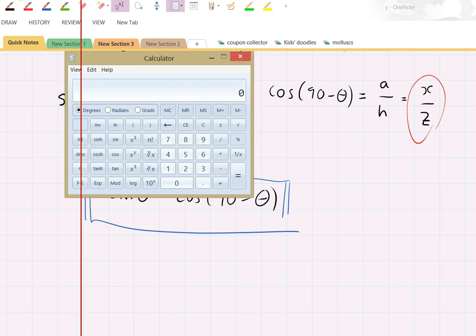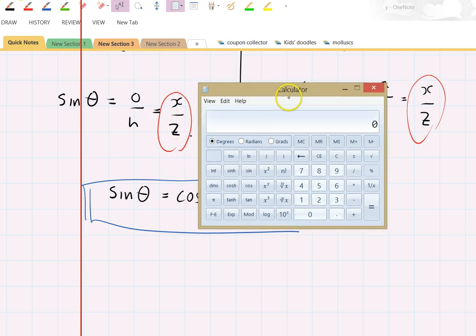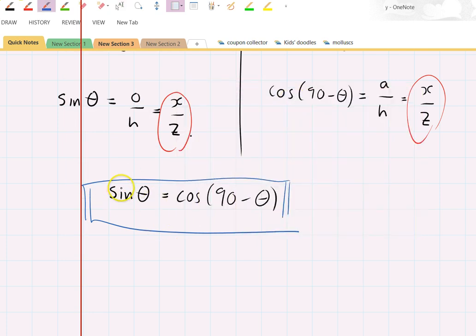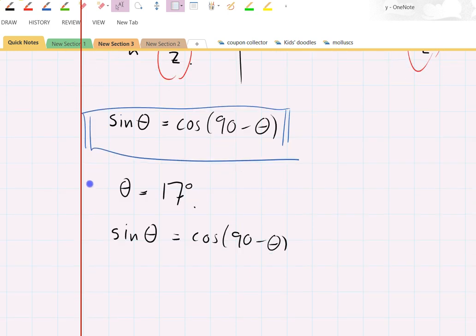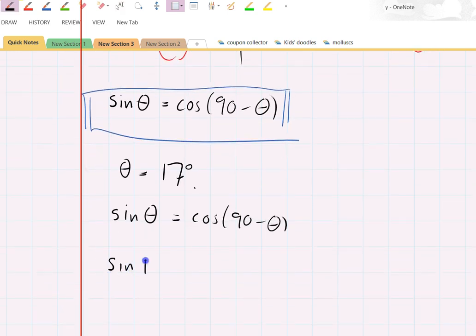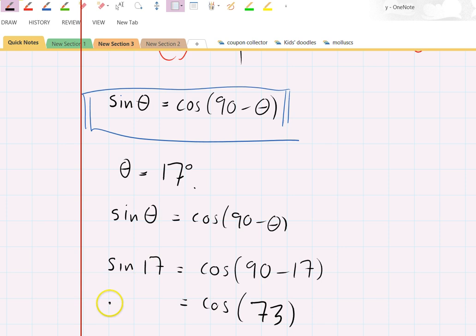Just a minute. Right, I've got my calculator here. So I'm going to verify that. Every time you see a result like this, I'm going to verify it for you, or demonstrate that it's true. I'll go back to black. Here we go. So I'll say theta equals, let's say, 17 degrees. So I'm claiming that sine theta equals cos of 90 minus theta, where theta equals 17 degrees. So I'm saying that sine 17 equals cos of 90 minus 17, which equals the cosine of 73 degrees. So I'm saying that sine 17 equals cosine of 73.